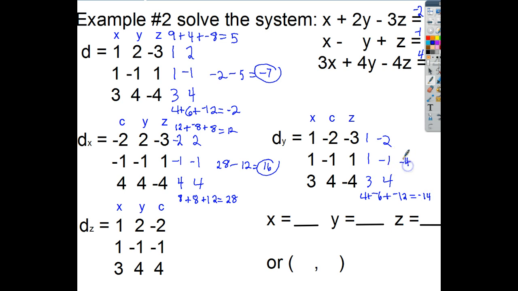Negative 14 minus, diagonals going up. 2 negatives positive, 3 times 1 times 3 is 9, plus 4 times 1 times 1 is 4, plus 2 negatives positive, 4 times 1 times 2 is 8. We got 21, subtract 21, and we get negative 35.